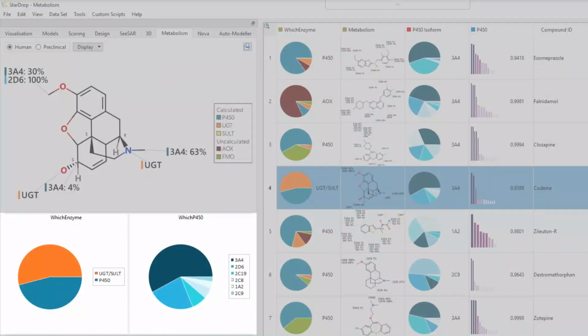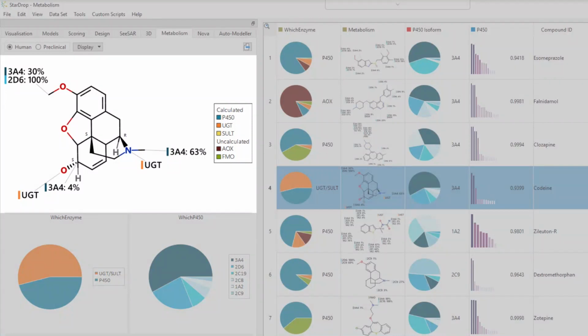For codeine, the Phase 2 enzymes, UGT or SULT, are likely to be important, as well as cytochrome P450. The output from the which P450 model shows that the 3A4 and 2D6 P450 isoforms are most likely to contribute to the metabolism of this compound.